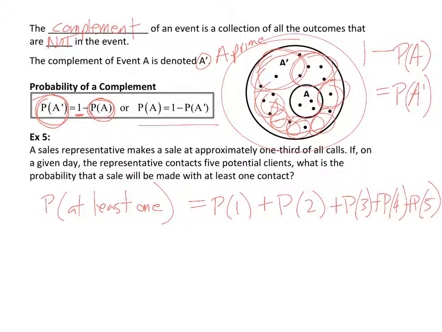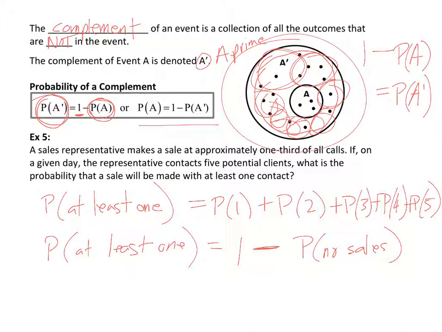But here's the power of the complement idea. Okay? Well, what's the complement of at least 1? What's the other probability that's not included? The probability of 0, right? The probability of no sales. 0 sales. All right, and what am I going to subtract that from? Well, what do all of the probabilities add up to? 1. So I just subtract that from 1, and boom, I got my probability. That saves you a lot of time.